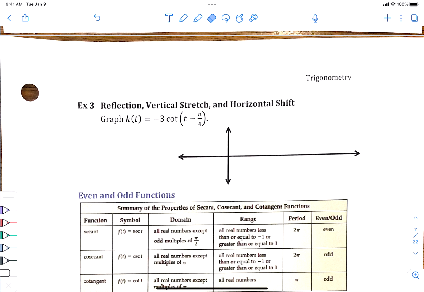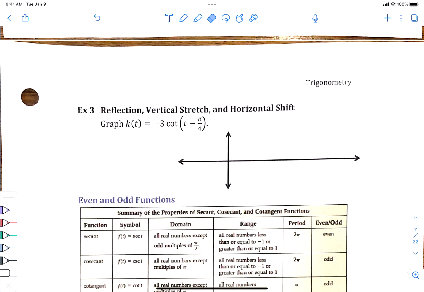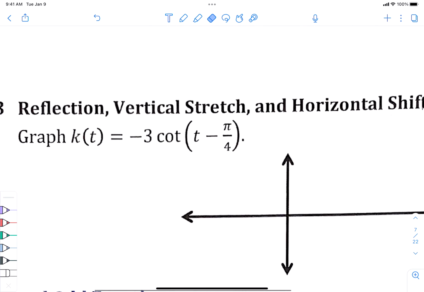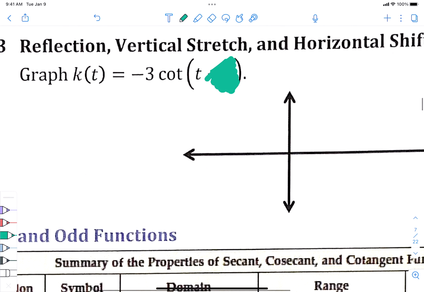All right, hey, Maya and Clayton, this is the last example on section 7.2. We are graphing cotangent, okay? I'm going to change this problem for now to get rid of the minus pi over 2. So just do -3 cotangent of t. That's all we're going to graph, okay?